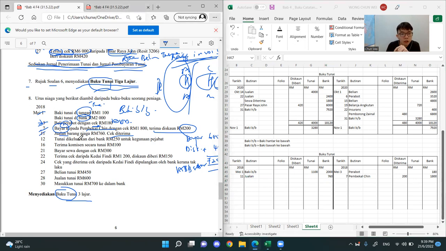Okay, 12. Tunai dikeluarkan. Okay, this one, put a star beside it. Important. Not important, but you need to understand this concept. So when you see tunai dikeluarkan dari bank untuk kegunaan pejabat, they didn't say they buy or sell anything, right? They say they take out the money, they withdraw the money. So I draw a picture out for you so that you can understand.